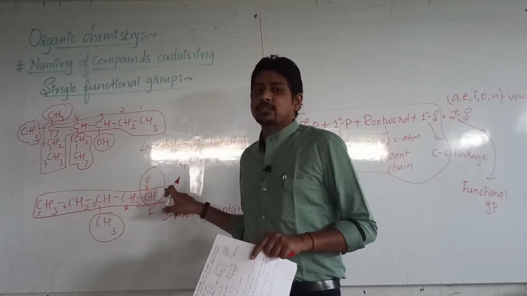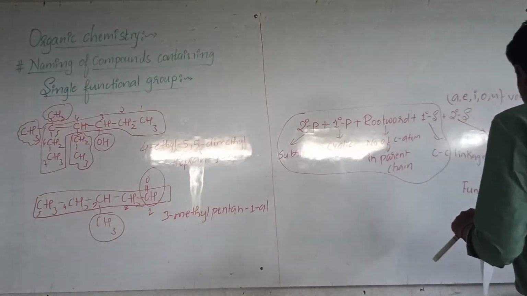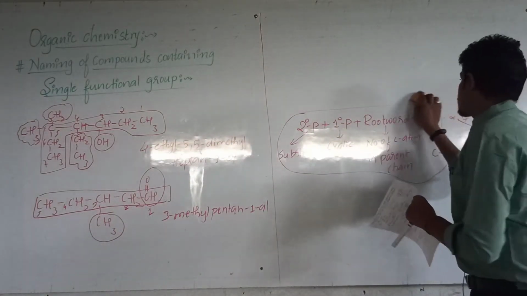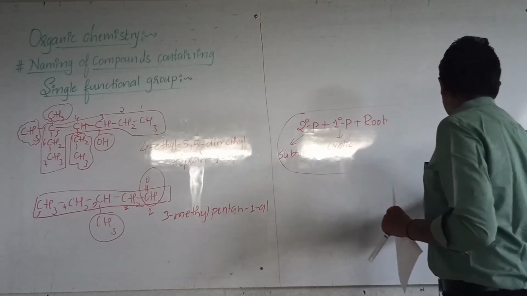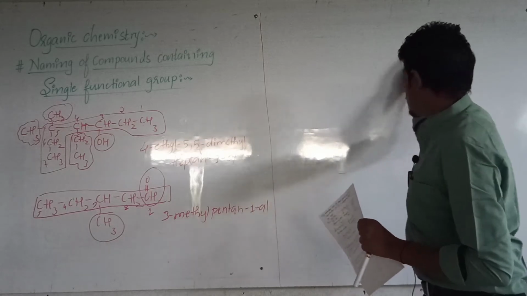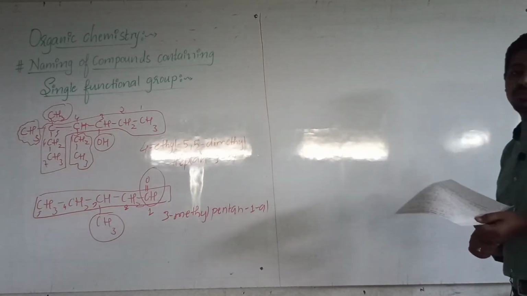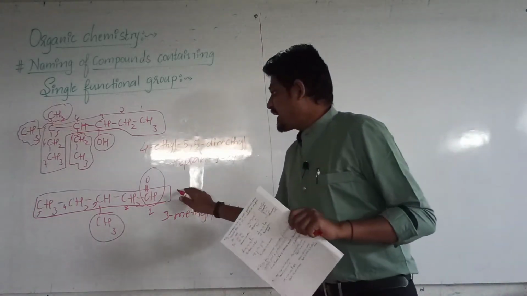There are certain functional groups that we shall discuss now. There are certain functional groups which contain a carbon atom also. Then the numbering is done in such a way that the carbon atom which is involved in the functional group should be given the least number. Here aldehyde has been given.